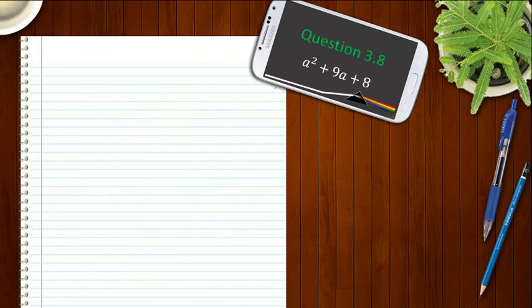Question 3.8. Factors of 8 are 1 times 8, 2 times 4, and we need 9. So 1 and 8, if I add them, I get 9. So I'm going to say plus 1 plus 8, and this will then give me x plus 1 and x plus 8.